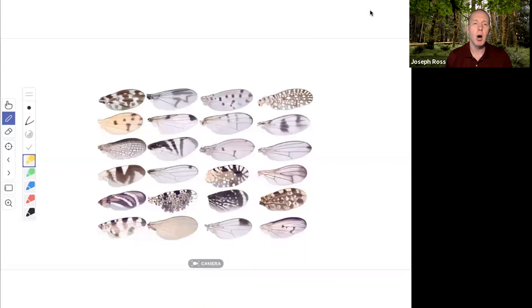So this is a great model system to study how regulatory changes to genes and to the sequences that regulate where genes are expressed and when, those patterns and those processes can underlie this type of evolutionary developmental biology.